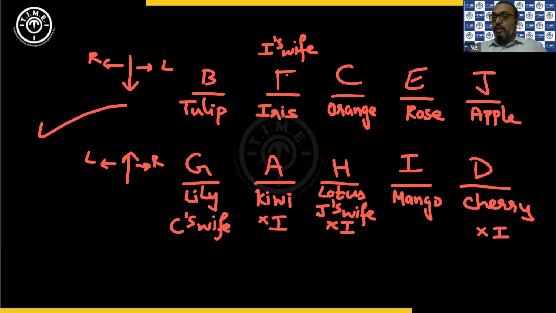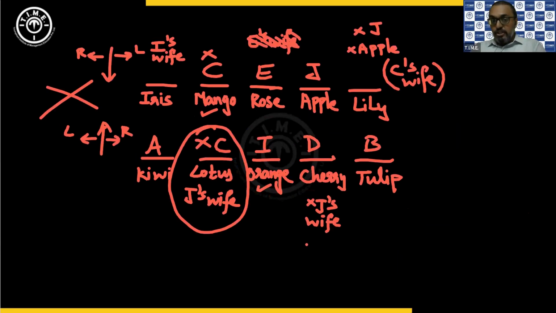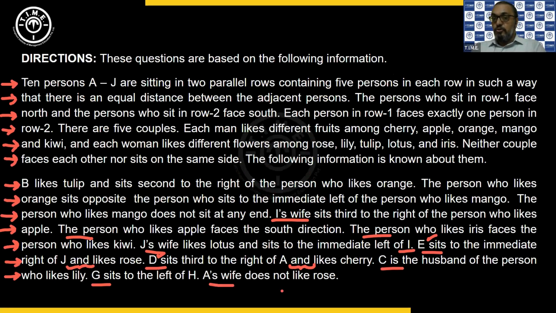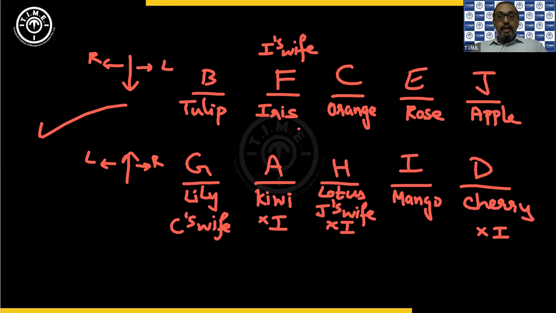And the remaining person is F. And one final instruction was A's wife does not like Rose. So A's wife is not Rose means you will give A's wife as Tulip, B. Now we already have A's wife, C's wife, I's wife, and J's wife. Now one other person is D. So E is going to be D's wife. And that will confirm our arrangement.